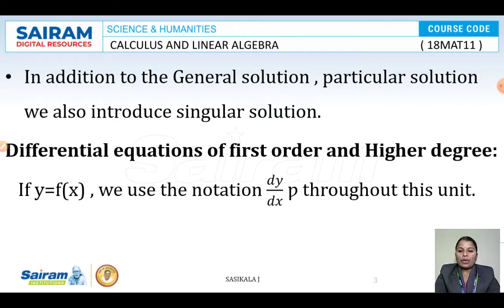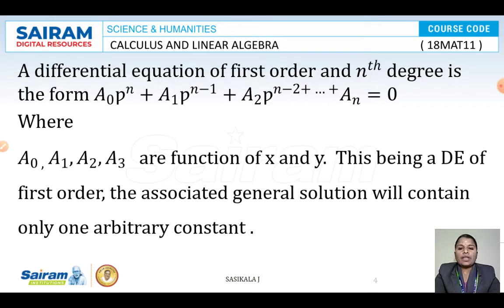If y is equal to f of x, we use the notation dy by dx equal to p throughout this unit. So wherever you have dy by dx, p will be used for dy by dx. So we'll see the general equation. A differential equation of first order and nth degree is of the form a0 p^n plus a1 p^(n-1) plus a2 p^(n-2) plus etcetera plus an is equal to 0, where a0, a1, a2, a3, etcetera are functions of x and y.